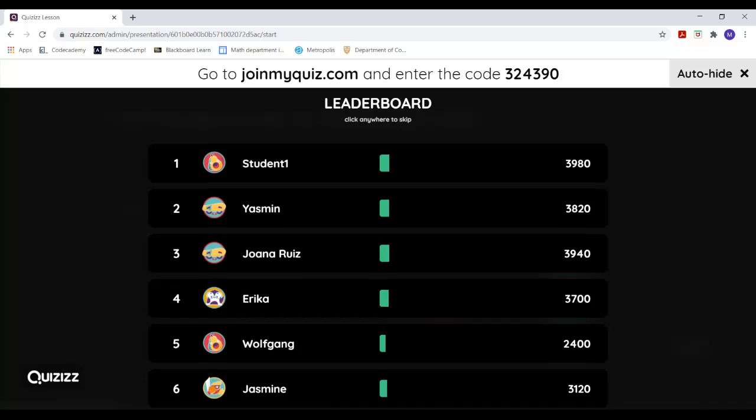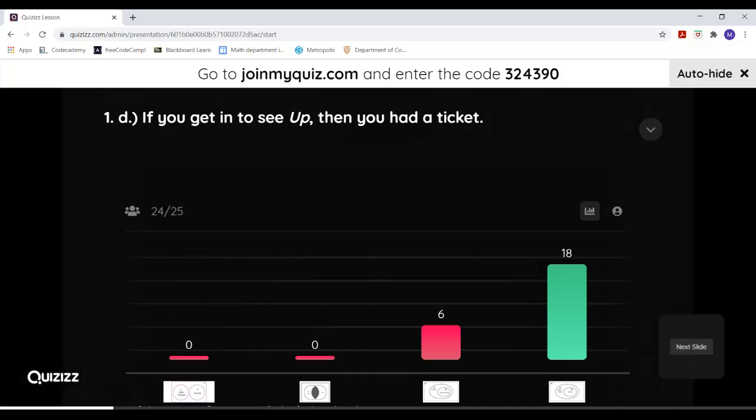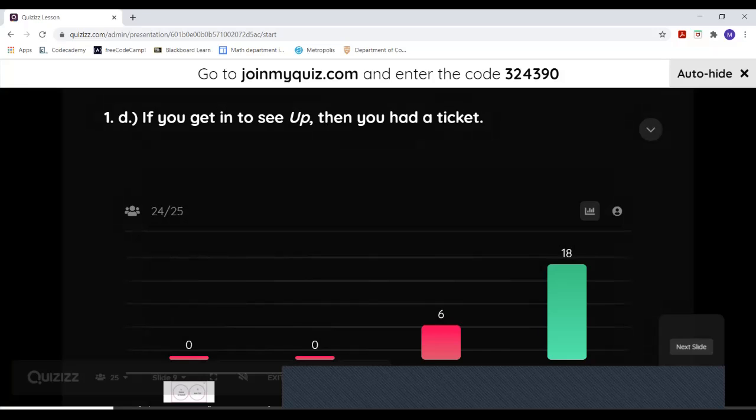And so the one that is the other way around, are we getting it? Hopefully we got it. I think most people, oh, there's a few people still selecting the other one. This is the other one, right? If you had a ticket, then you see up. If you see up, then you had a ticket.